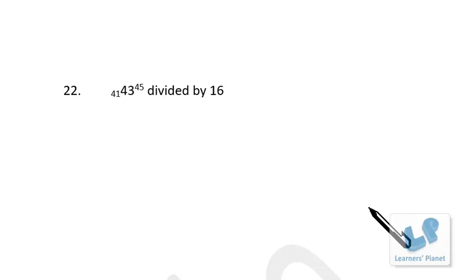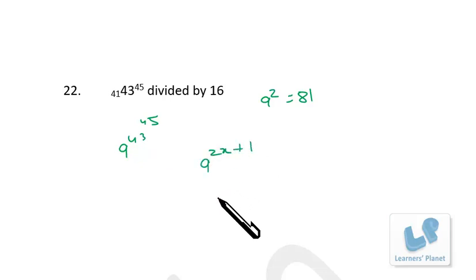41 raised to 43 raised to 45 divided by 16. So first we deduct 32 from it, so we are left with 9 raised to 43 raised to 45. Now 9 square is 81, and 16 into 5 is 80. 80 is a multiple of 16. So what we can do is convert this to a power of 2, so it is in 9 raised to 2x plus 1 format.